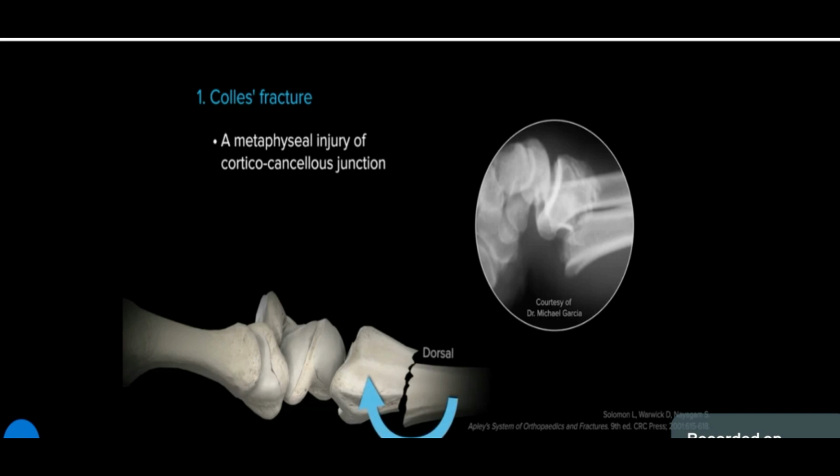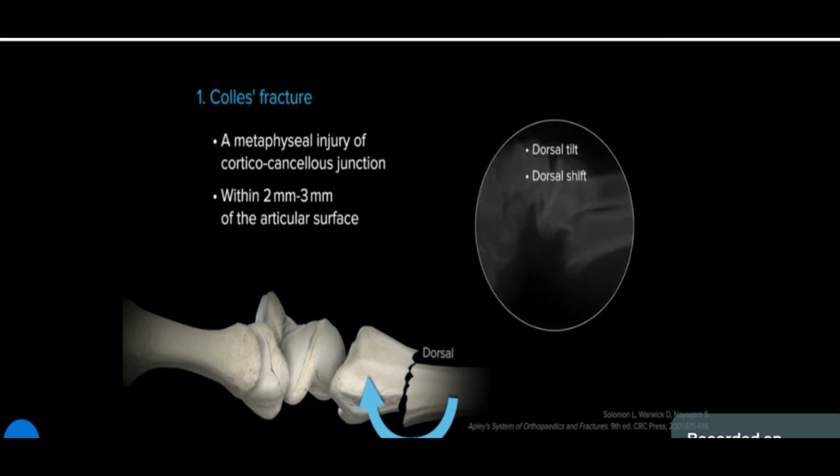Colles fracture is defined as metaphyseal injury of the corticocancellous junction, within 2 to 3 millimeters of the articular surface of the distal radius, with characteristic dorsal tilt, dorsal shift, radial tilt or radial shift, supination, and impaction.